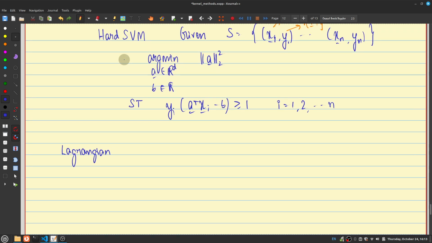So in the optimization problem, I have n constraints. All of them are linear constraints. And so the Lagrangian consists of the variables over which we are optimizing. At the same time, we need Lagrange multipliers, one for each of these constraints. So let me call the Lagrange multipliers lambda 1, lambda 2, up to lambda n. And I'll denote that by a single vector lambda.